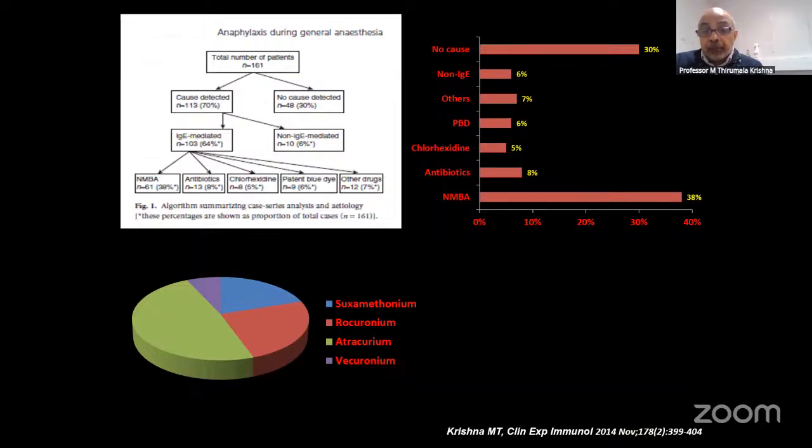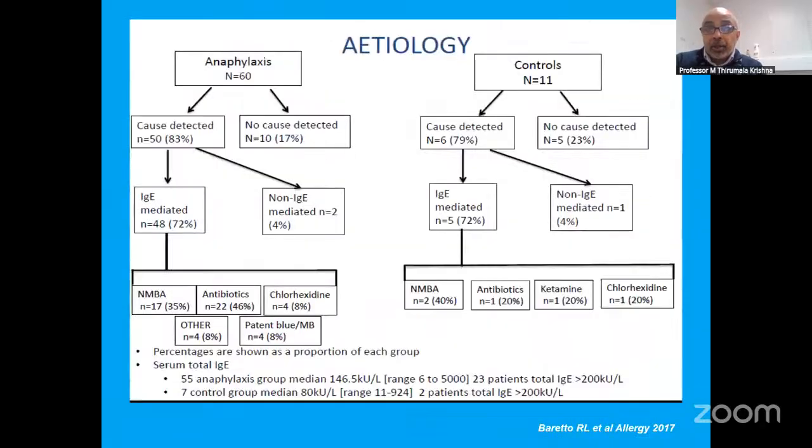Amongst the NMBAs, we also found atracurium as the most common. This is about more than 10 years ago, followed by, you can see here, rocuronium. And that again reflects the NMBA use in the UK. But when we went back and did the same study a few years later, we found that, again, no cause was detected in about 17% of cases. But amongst the IgE-mediated reactions, we found that antibiotics were nearly 50% of the cases, mostly penicillin, followed by NMBA. But again, here we showed that chlorhexidine and patent blue were about 8% of cases.